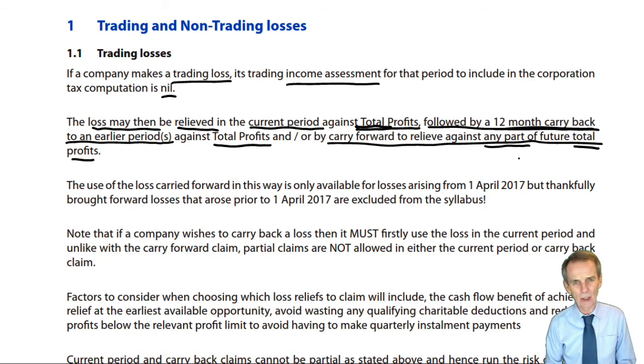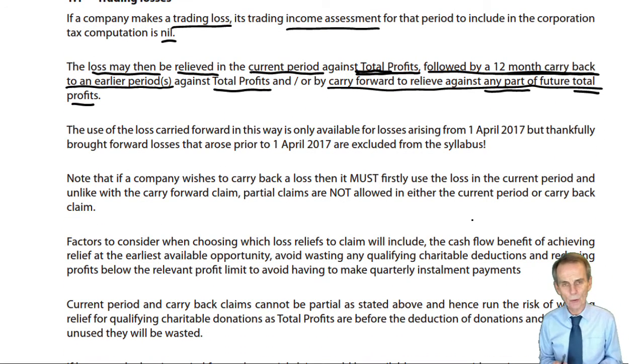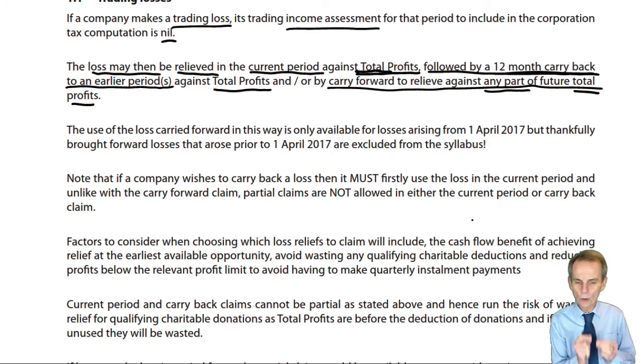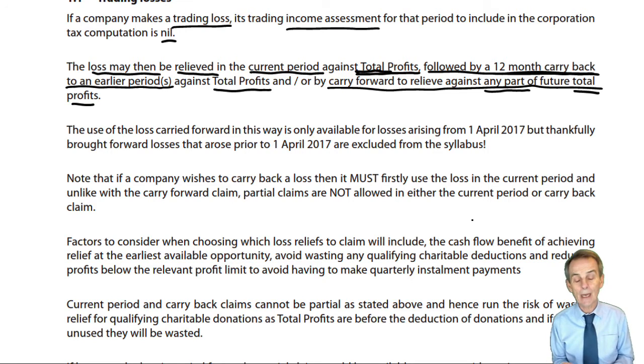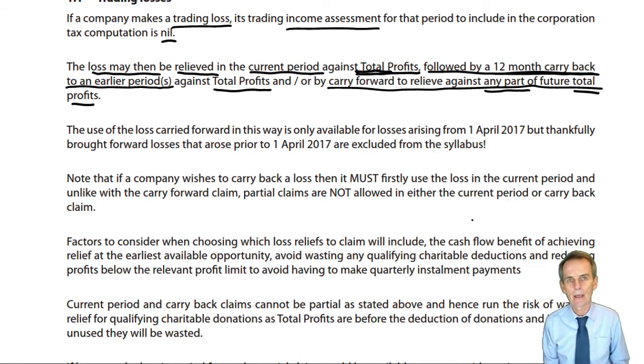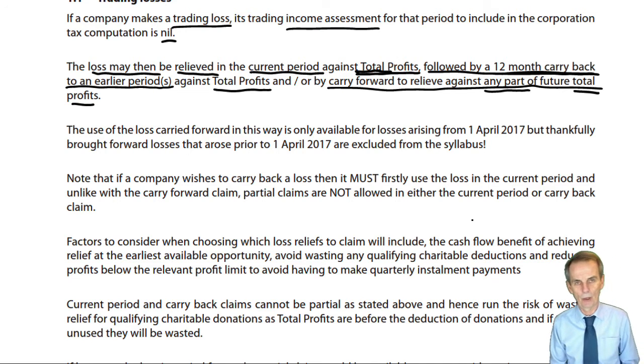So what that is showing us is that whereas with a current and carryback claim, you go against total profits to the extent that there is loss to set off against those total profits, there are no partial claims available in the current period or the carryback claims. When you carry forward, partial claims are allowed. You can use any part of that carried forward loss against any part of those future total profits. It begs a question: why would you choose to use less loss than you are able to use?